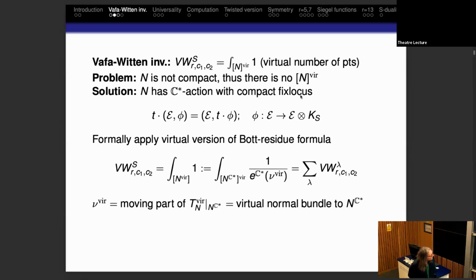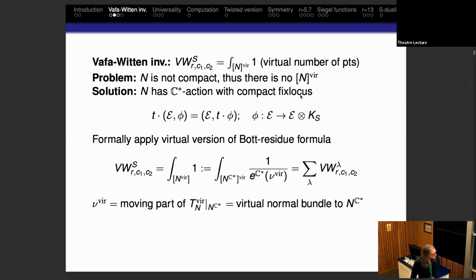as the sum over the integral over the fixed point locus with its virtual fundamental class. It inherits one over the equivariant Euler class of the virtual normal bundle of the fixed point locus. So the virtual normal bundle will be what one calls the moving part of the virtual tangent bundle. That just means the part on which the action of C star is non-trivial, so the sum of the eigenspaces where the eigenvalue is non-zero.